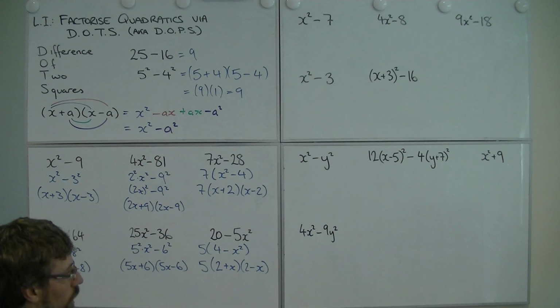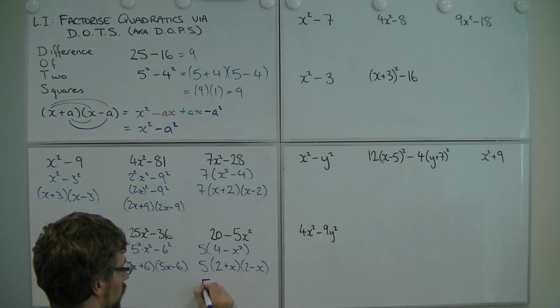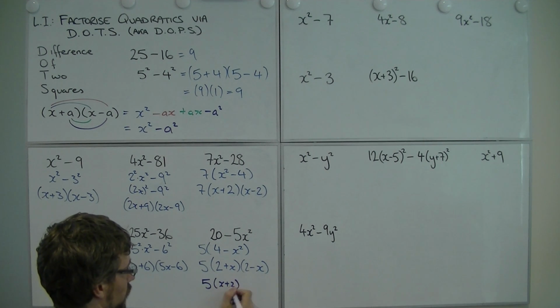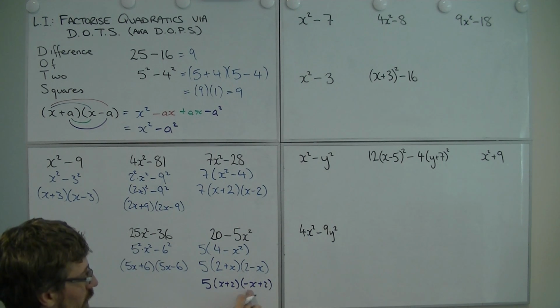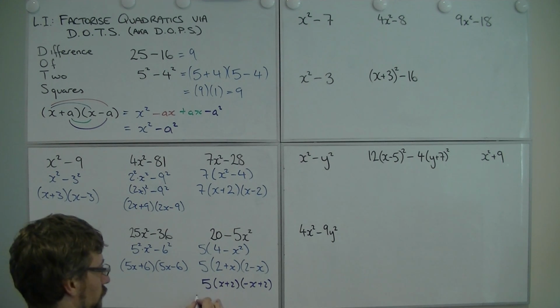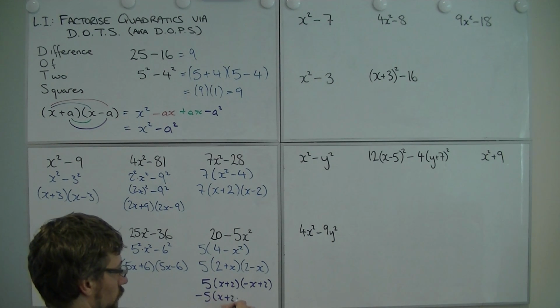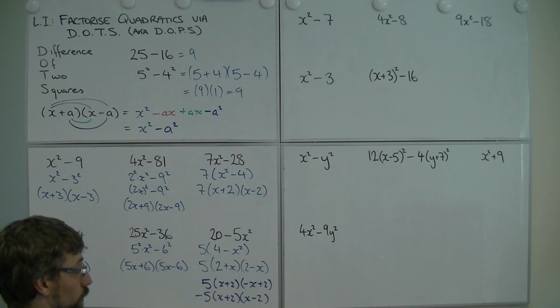There we go. Beautiful. Incidentally, you can, if you want, write this as 5x plus 2, and then negative x plus 2 if you want. This is getting a little bit weird though. You could also, if you wanted, take the negative out to the front, so you've got negative 5x plus 2, and then x minus 2. All of these are equivalent.